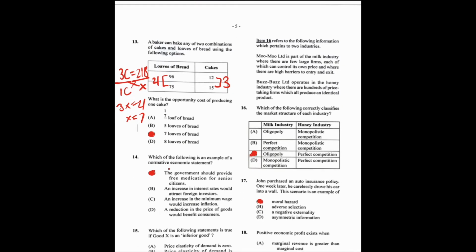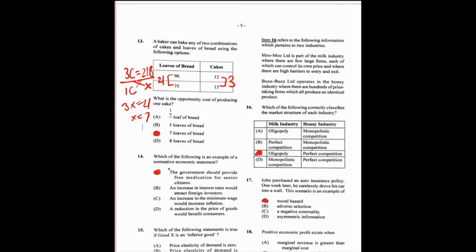Which of the following, for 14, is an example of a normative economic statement? And that's A. The government should provide free medication for senior citizens. The operative word is should, which always indicates that it's a normative statement. All of these other ones can be tested using economic models, and they have grounding in economic theory. So an increase in interest rates would attract foreign investors. An increase in minimum wage would increase inflation. A reduction in the price of goods will benefit consumers. So all of these can actually be tested. That's what makes them positive and not normative statements like A.